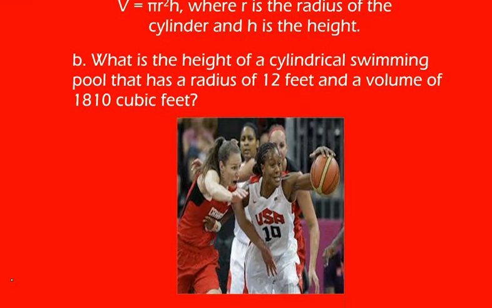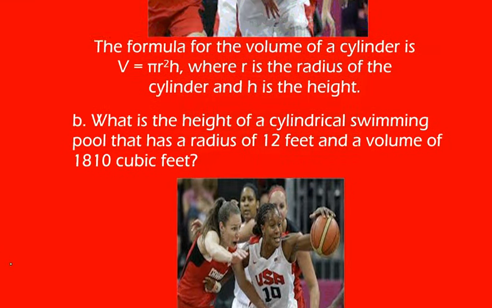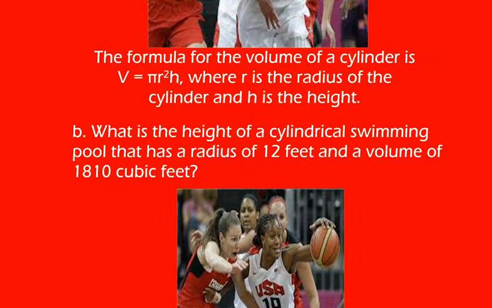Let's skip down here to the formula one. The formula for the volume of a cylinder is V equals pi r squared times height, where r is the radius of the cylinder and h is the height. What is the height of a cylindrical swimming pool that has a radius of 12 and a volume of 1810? So we can plug into the formula that we were given right here.